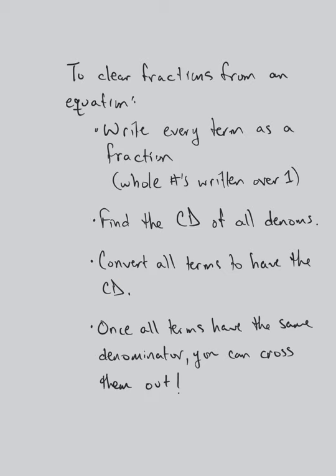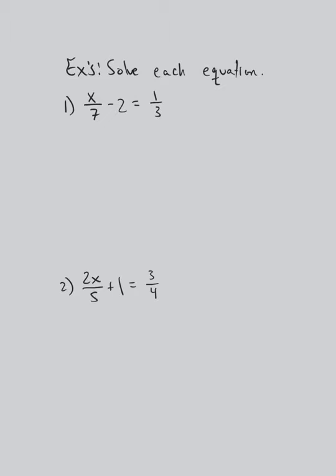And then remember the most important part: to be able to cross denominators out, all the terms have to have the same denominator. Once all the terms have the same denominator, you can simply cross them out. Then they'll be gone, and after that, you just solve normally. Just remember for this, if a problem came in fractional form, you want to answer it in fractional form.